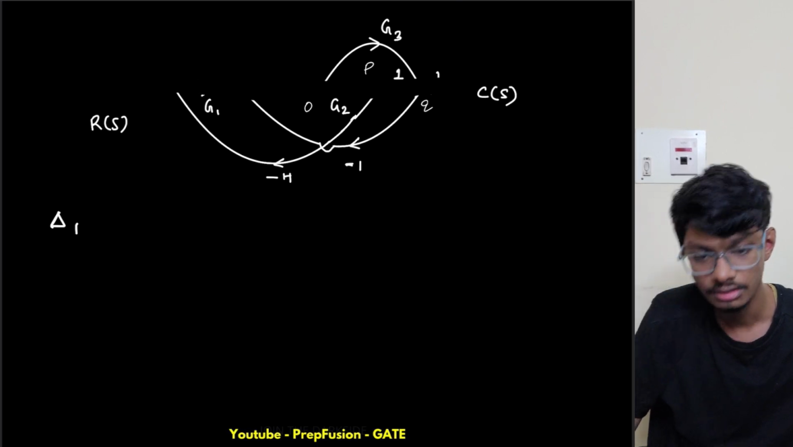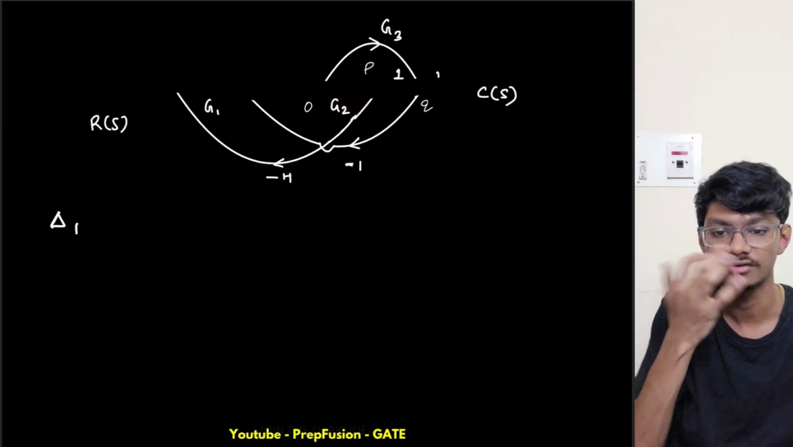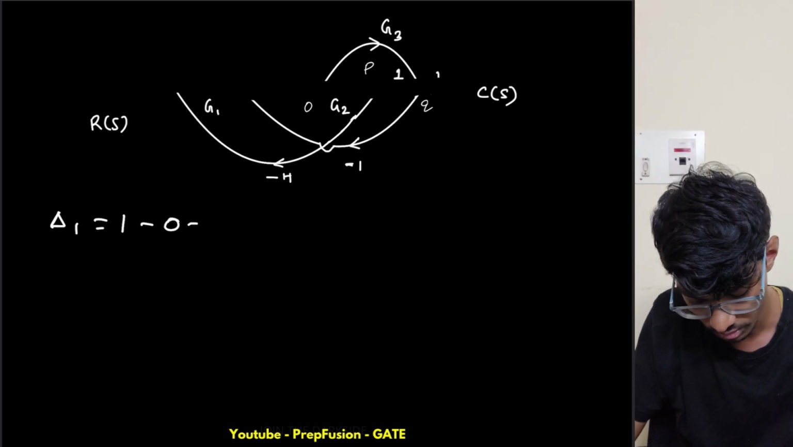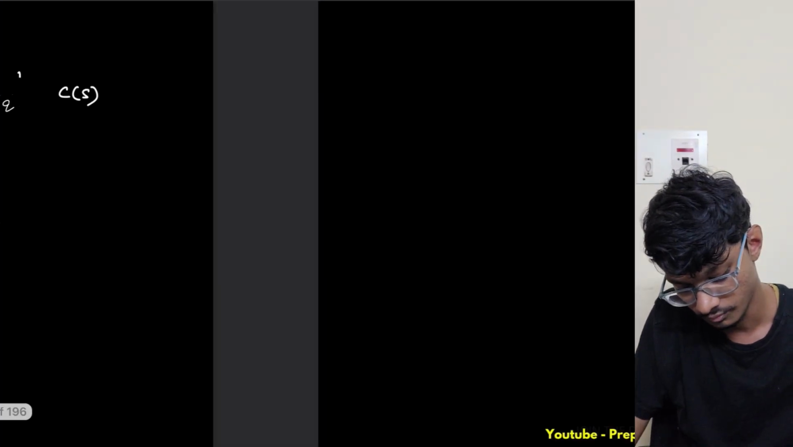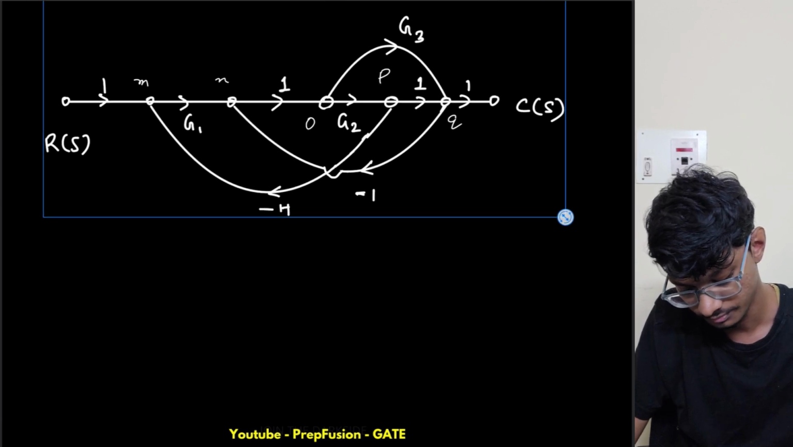So are there any loops present? The nodes are gone, right? These nodes are floating now, so there aren't any loops present, so this will be 1 minus 0, so 1 only. Now for delta 2, it will be similar only.